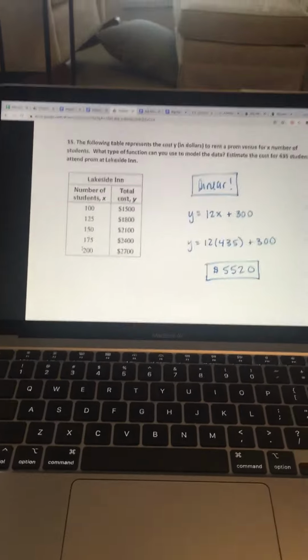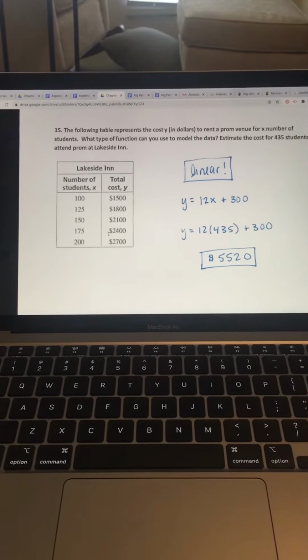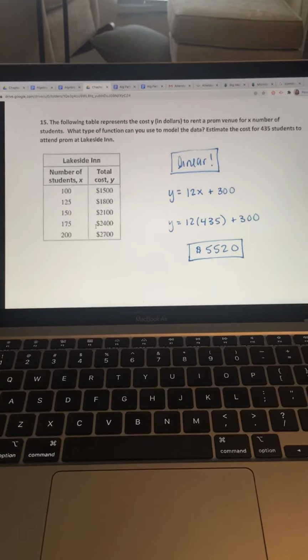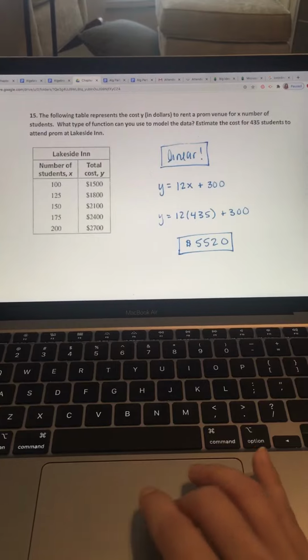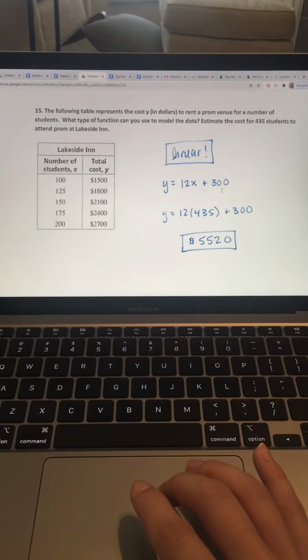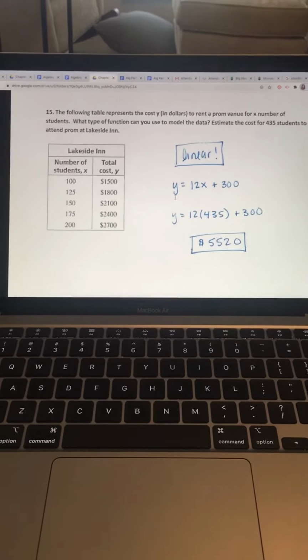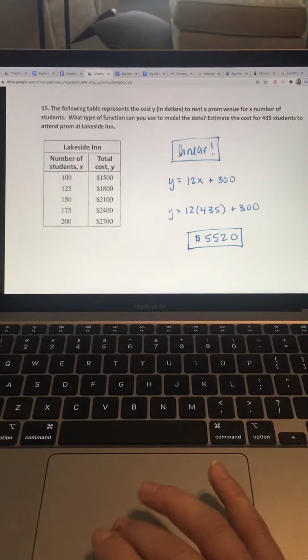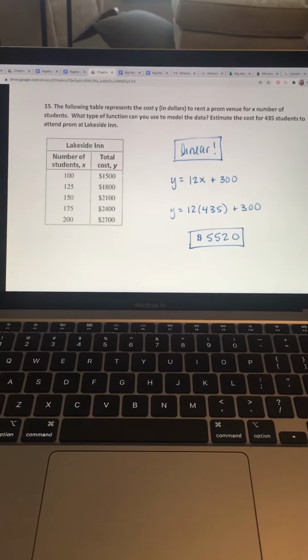So now that we know that it's linear, because the x's and y's go up by the same amount each time, now we can write a linear equation. That would be slope-intercept form or point-slope form. I clearly did slope-intercept form here, but I would have needed to do point-slope form to get it in slope-intercept form. So to find your slope, you're going to do y2 minus y1 over x2 minus x1.